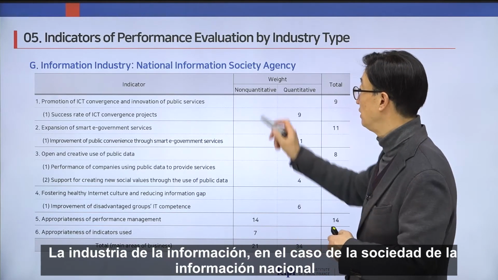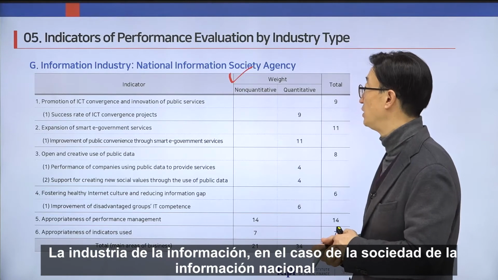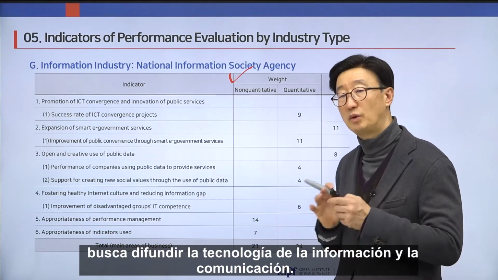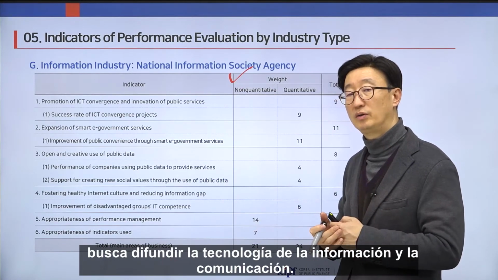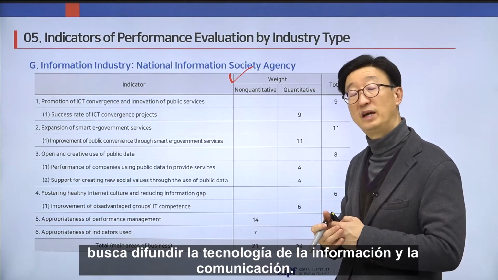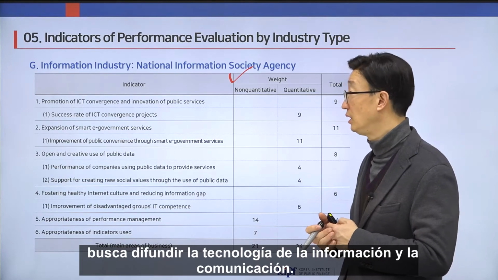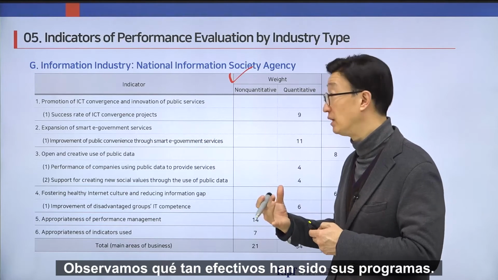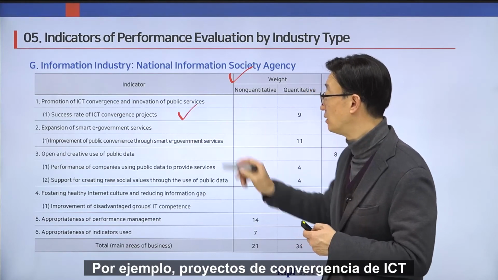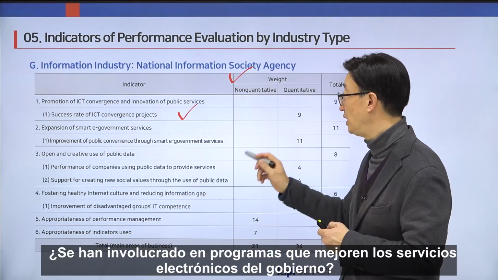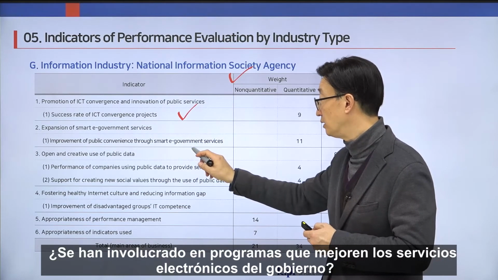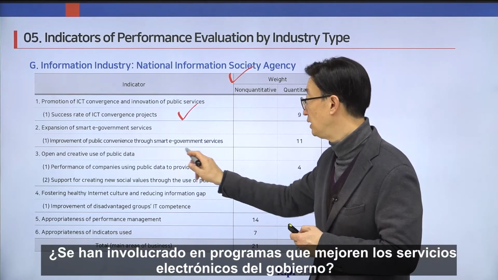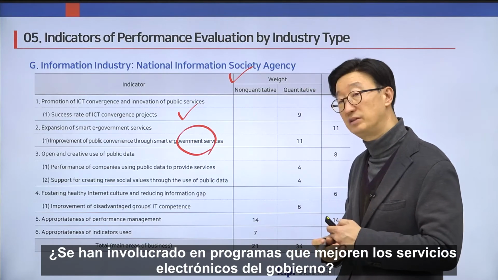Information industry, in the case of the National Information Society Agency, it seeks to spread out information and communication technology. And we look at how effective their programs have been. For instance, ICT convergence projects. Have they been involved in programs that improve e-government services?